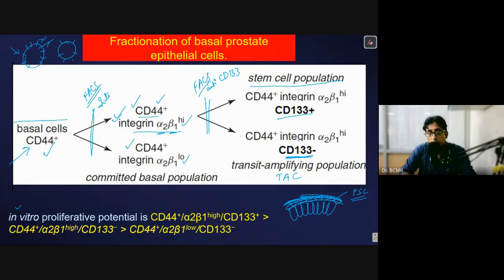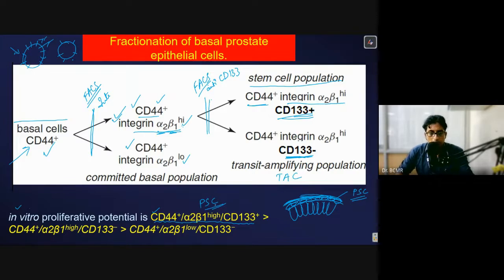They want CD44 plus and integrin alpha 2 beta 1 high. Then again, they separated these cells into CD133 plus and CD133 minus, and tested which ones can divide for a longer duration. And they found that, as you can see given as a kind of equation, CD44 plus, integrin high, and CD133 plus has the highest proliferative potential. And therefore, they are the stem cells, prostate stem cells.